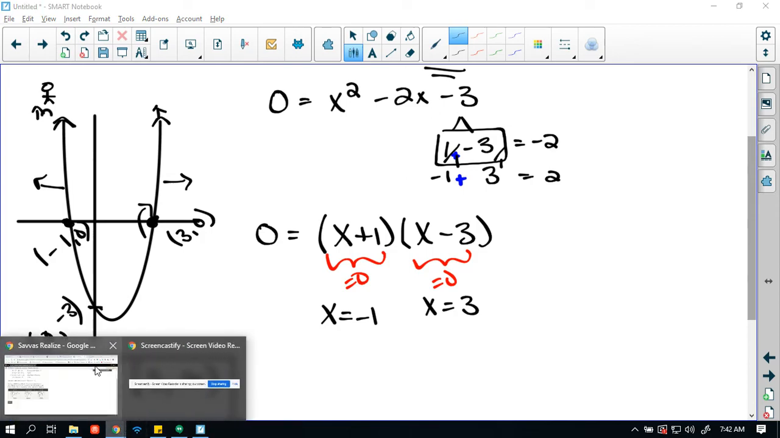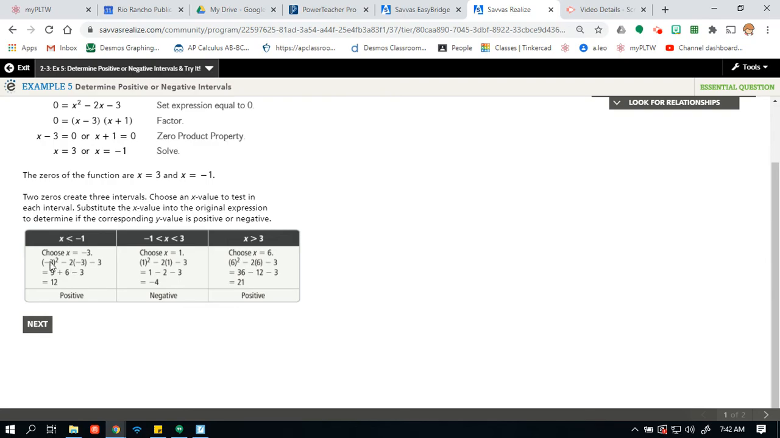So they are testing what happens before -1 by picking any number. It doesn't have to be a specific number, just as long as it's less than -1. Then they're looking at the values between -1 and 3 to see if it's positive or negative, and this one is negative. And then they're checking any values that are greater than 3. So anything that is greater than 3, I could pick 100 if I wanted to. They chose 6. And they're seeing if the sign of the answer is positive or negative. And again, this works because -1 and 3 are the only places on the graph that you can actually cross the x-axis.